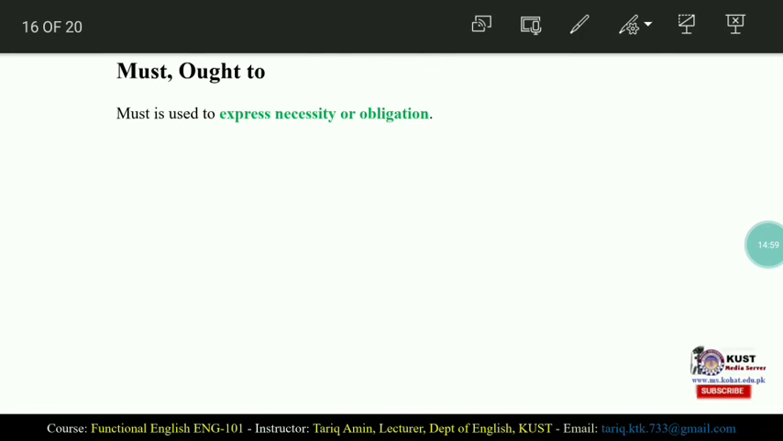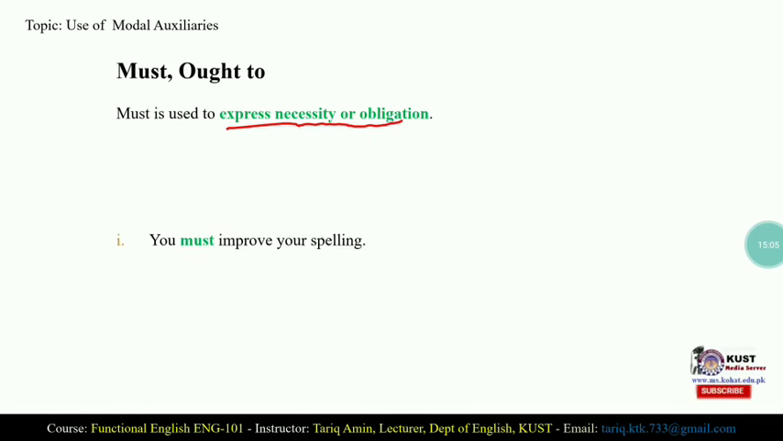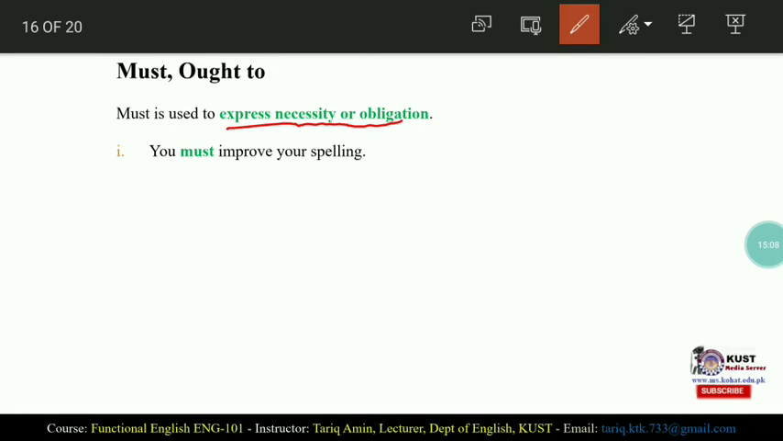Another is must, ought to. Must is used to express necessity or obligation. For example, you must improve your spelling. It is necessary for you to improve your spelling if you want to get good grades. You must improve your spelling.